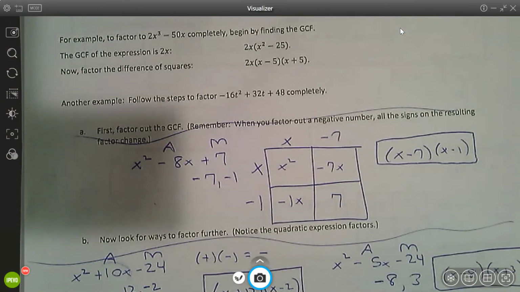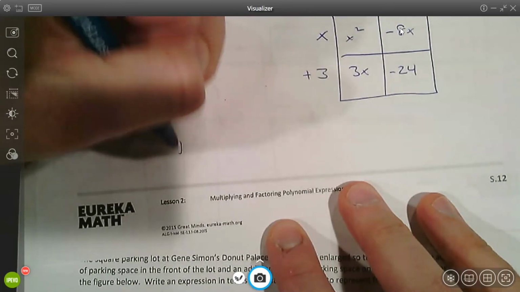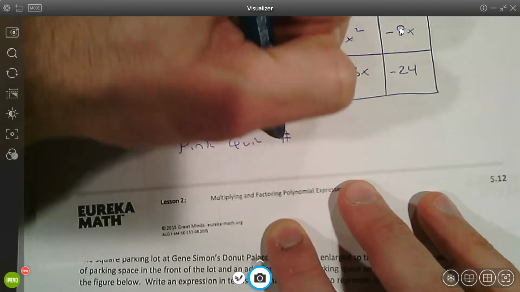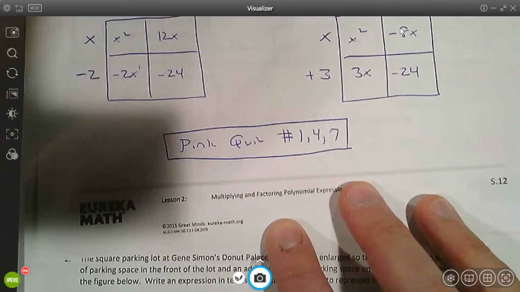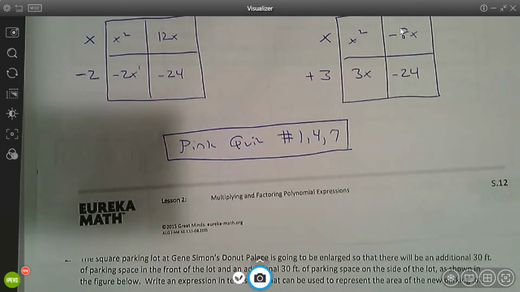At this point, what you need to do is you need to take the pink quiz. On the pink quiz, you need to do questions 1, 4, and 7. So take the time that you need to get those 3 questions done. When you're done with those, then watch the second video that I'm going to post on the agenda.